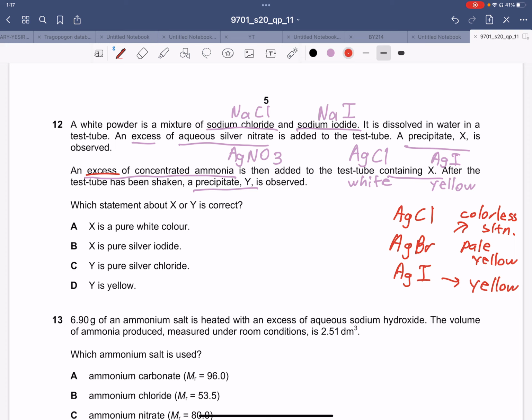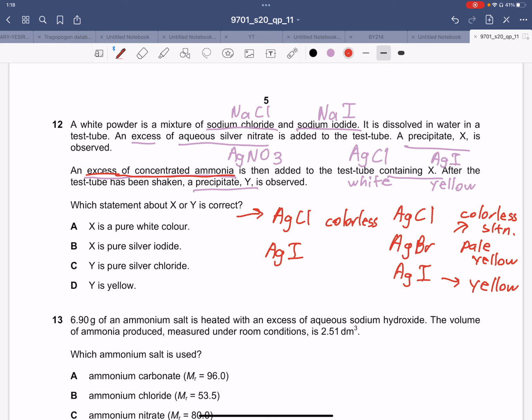So in this case, we're using an excess, and you need to know that, an excess of concentrated ammonia. What this will do is turn the silver chloride colorless, and it will leave the AgI as is, because the silver iodide will not react with ammonia, so you'll just be left with that yellow precipitate. Meanwhile, the AgCl will react with that ammonia and turn colorless.